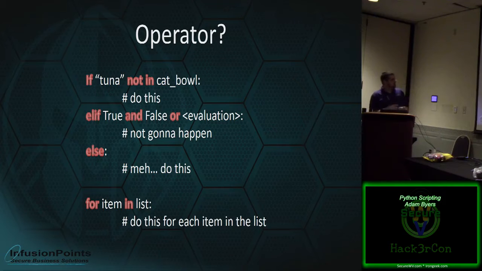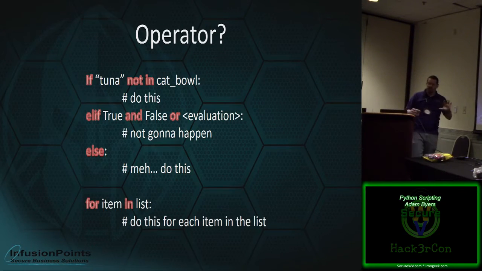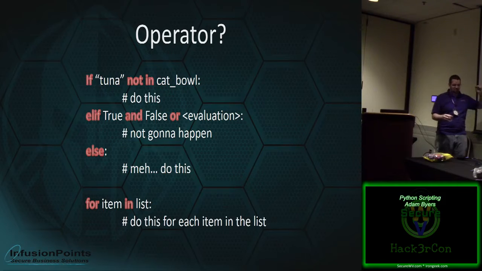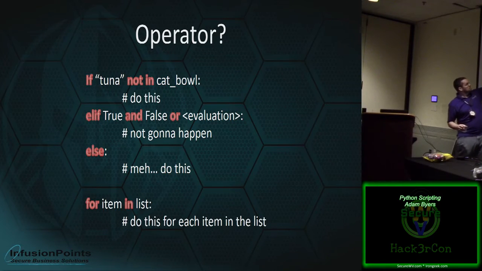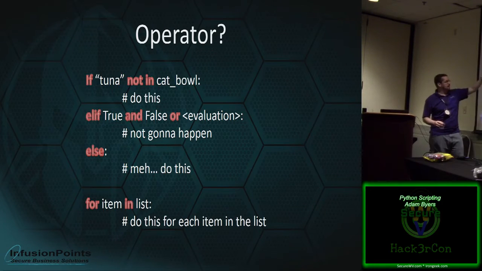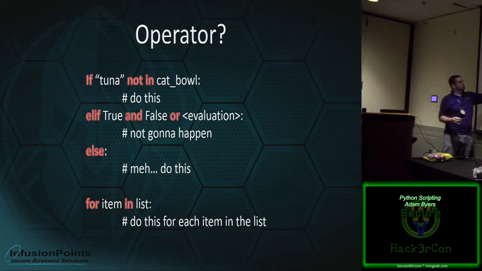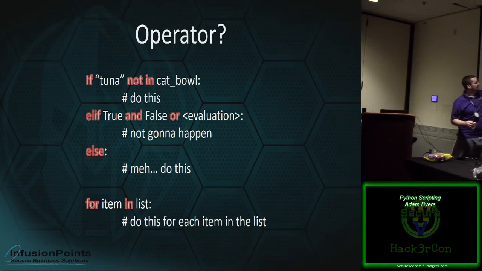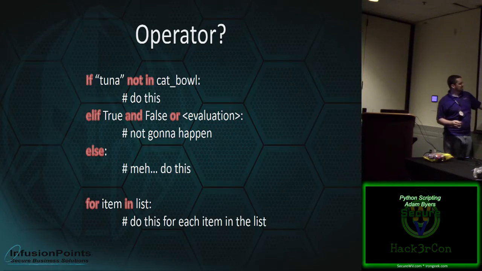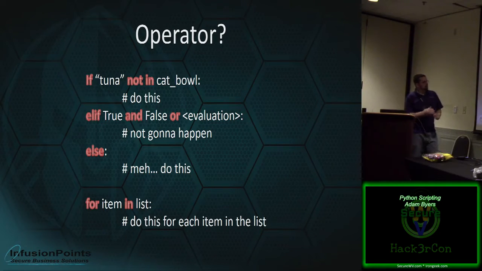Good. So this is basically how you're going to do it. And again, this is all tab delimited. It's got to be consistent. It could be 4 spaces or whatever. But so if tuna in cat bowl, if tuna not in cat bowl, that's kind of how they want the syntax to roll there. Elif, true and false, or, so you can have these in parens to say true and false, which is never going to be true, or another evaluation, not going to happen, right? So, and, or, you've got your else, for, in. So these are the operators.